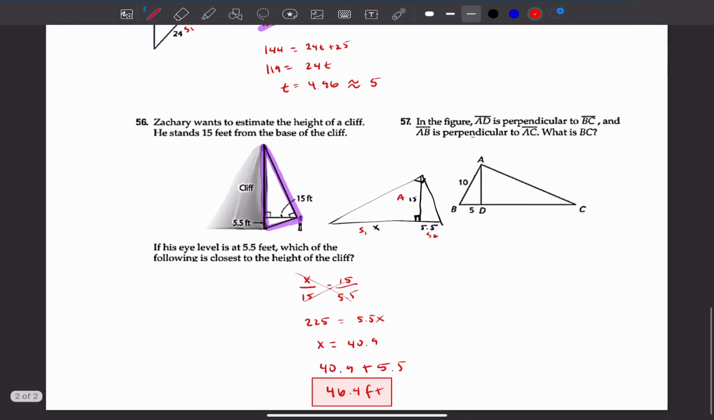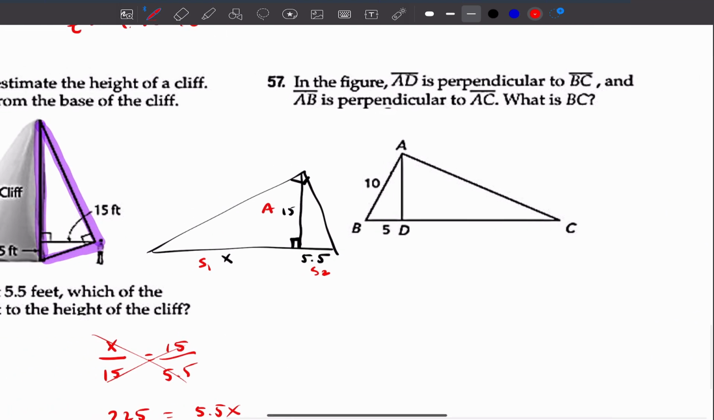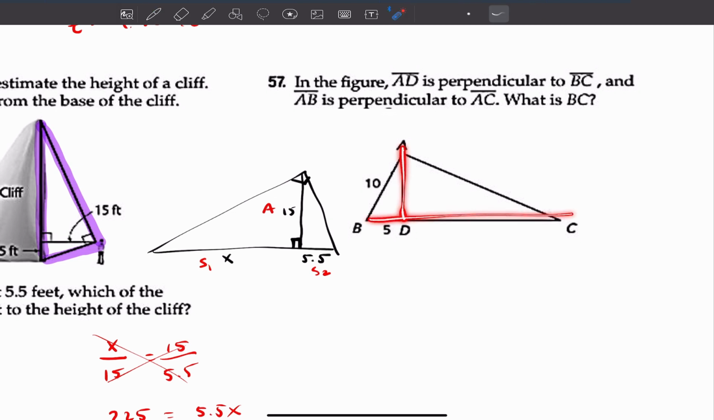And now that we figured out 56, we can figure out what 57 is. In the figure, segment AD is perpendicular to segment BC. So AD is perpendicular to BC, so there's a right angle there. And AB is perpendicular to AC, so there's a right angle there. So this figure is basically just like this, right? So we're dealing with right triangle proportions. What is BC?